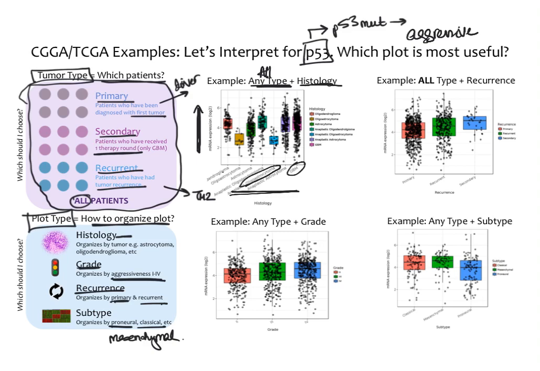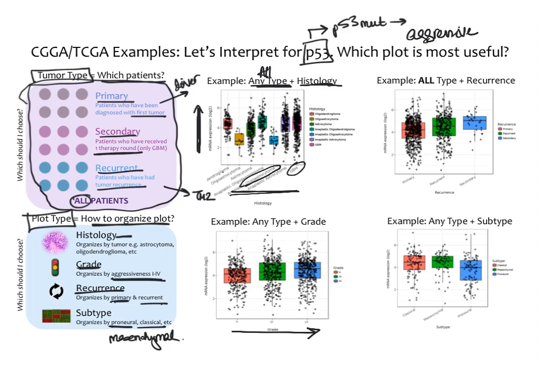Another thing we can look at is grade. So if we want to know if P53 goes up with aggressiveness, like I told you it does, maybe we want to look at grade because this is increasing aggressiveness. And we can see here that the expression is progressively going up with increasing aggressiveness.